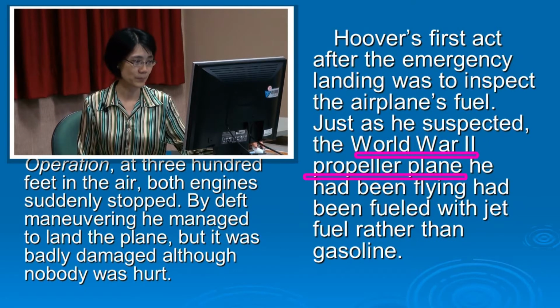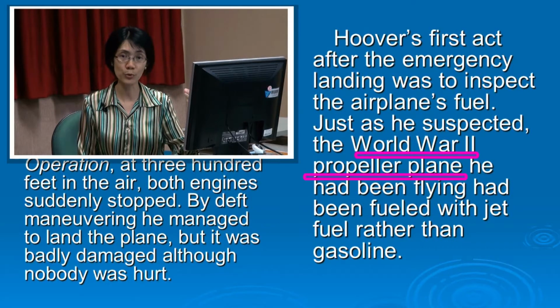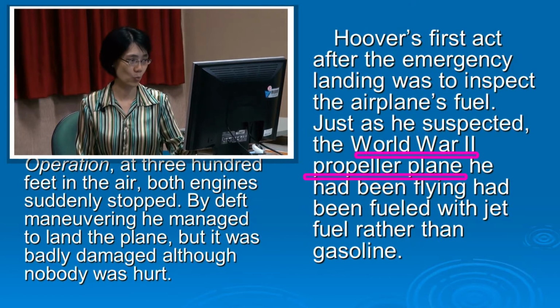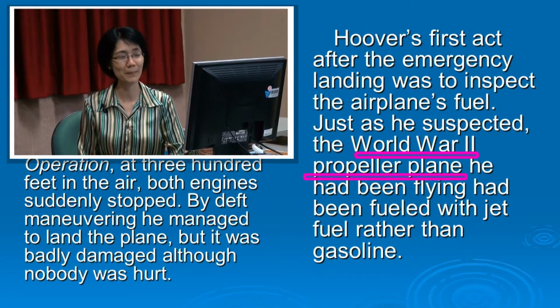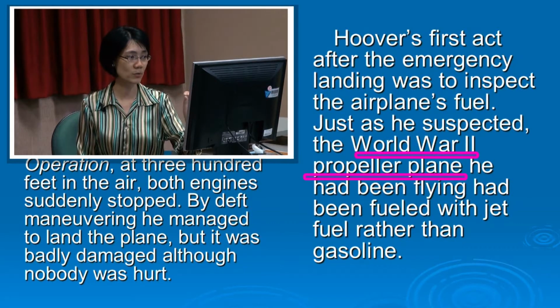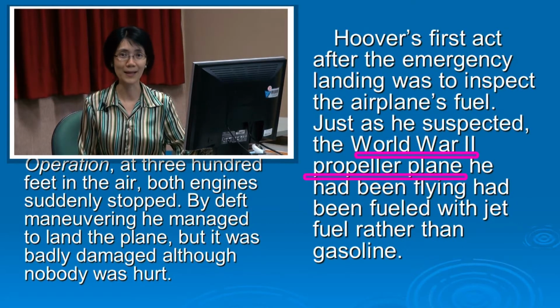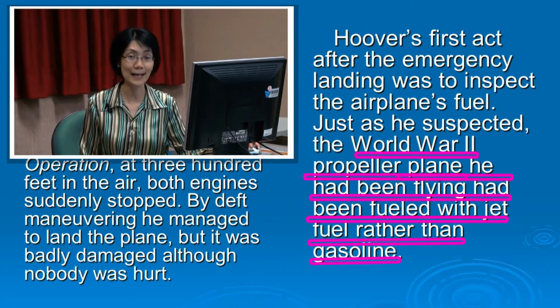Okay, and suppose you really want to know what a Second World War propeller airplane looks like. Best way, I don't know if you still remember, is to use Google image. 用 Google 图片 key in World War II propeller airplane, and you're going to see a lot of propeller airplanes there. Okay, and it said that this airplane has been filled with jet fuel rather than gasoline.